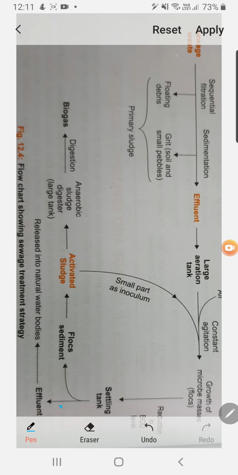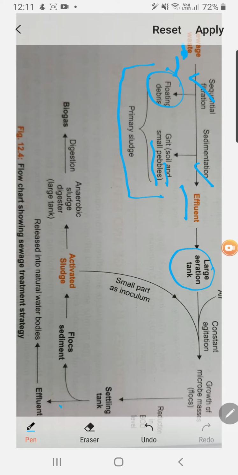If you can see, this was the sewage waste. It goes first for primary filtration, and this primary filtration involves filtration, that is, removing the floating debris, and the second one is sedimentation, that is, removing the heavier debris, grit, soil, pebbles, etc. After these physical impurities are removed, the effluent is transferred to the large aeration tank.